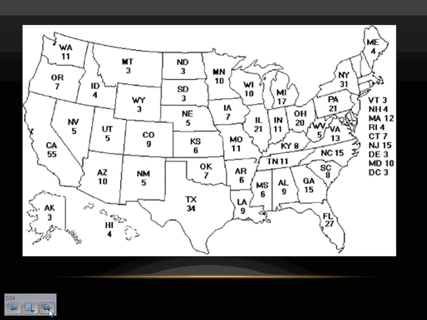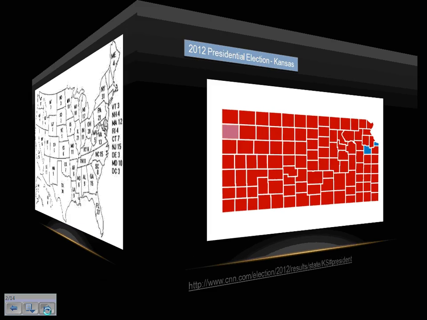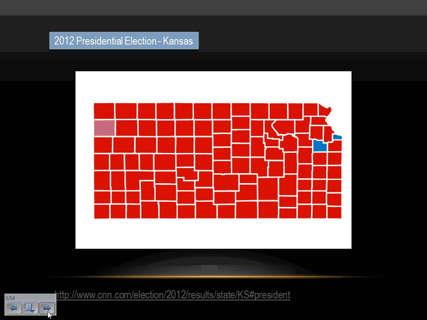This is a map of the United States Electoral College, the states, and the number of votes that each state has. This is based on population, and so we'll look at Kansas. This is a quick election result, the results of the election from 2 days ago.